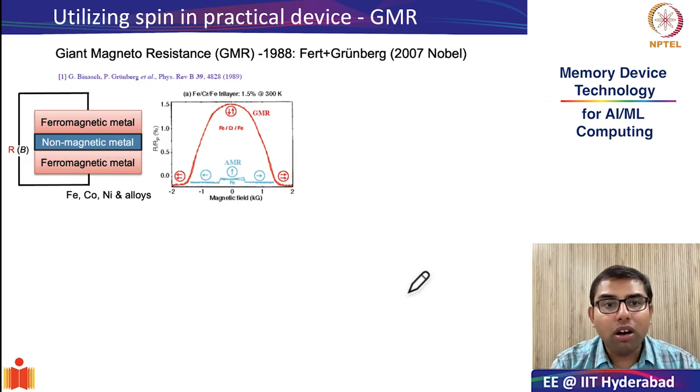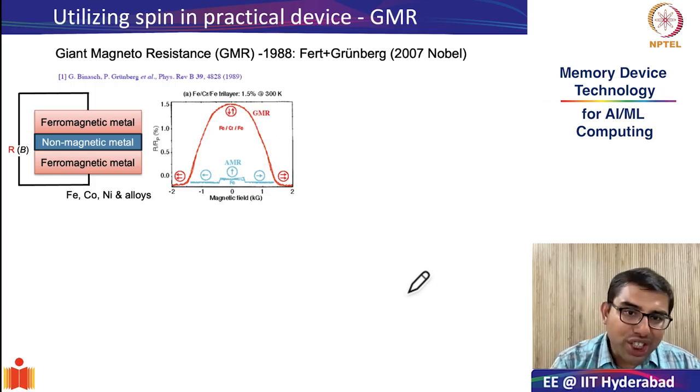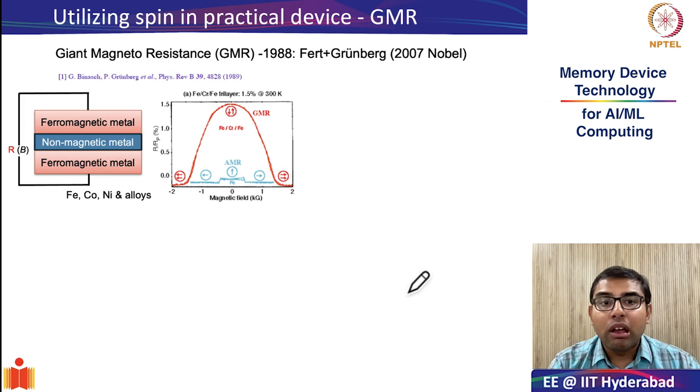So this phenomenon of giant magnetoresistance, or GMR, was discovered in 1988 independently by a French and a German scientist. The magnitude of the discovery, especially in technological aspects, was so large that in 2007 they won the Nobel Prize. So let us try to see what this GMR effect is.